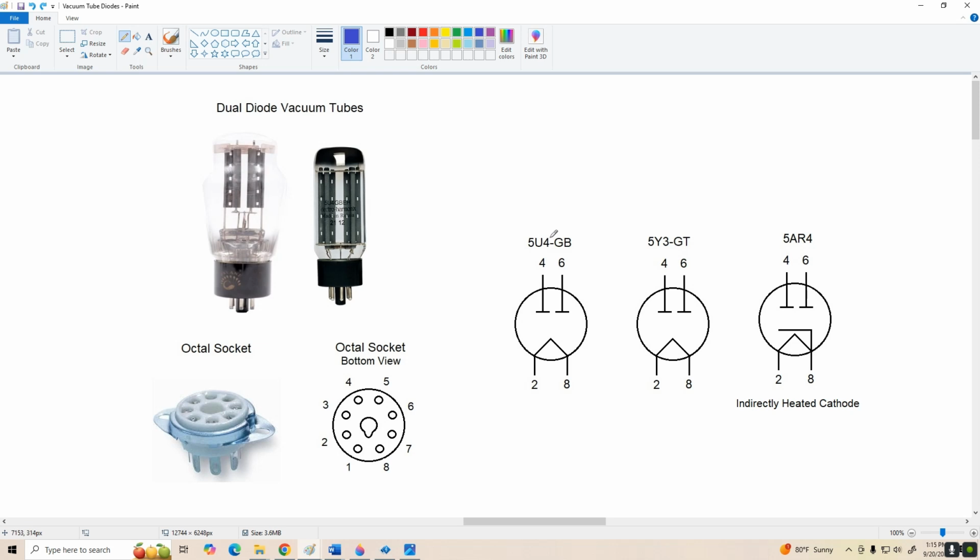Now also notice that the 5U4 and the 5Y3 have the cathode and the heating element or filament one and the same. So these are called directly heated cathodes. The filament is the cathode, versus the 5AR4, where we have a separate heating element from the cathode. This is called an indirectly heated cathode. I also should point out that we don't really have two independent diodes in any of these tubes. We've got two diodes with a common cathode terminal. So you're kind of limited in what you can do, but normally it doesn't matter. We're only going to be using these tubes as power supply rectifier tubes, and this is how we'd hook them up anyway.